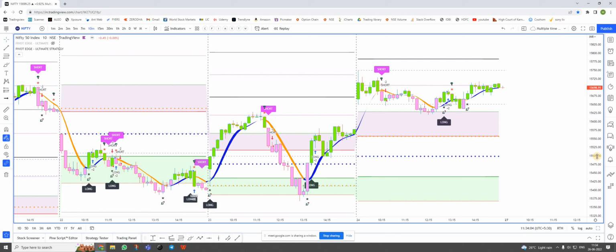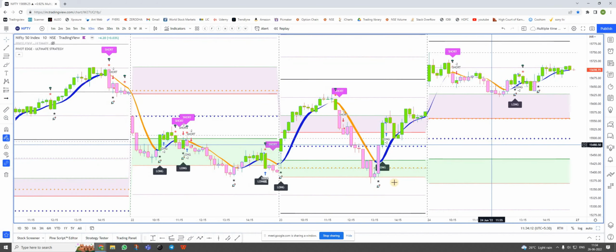For 1 lot it may be 1.5 lakhs. So for 2 lots it will take 3 lakhs. So you need to have 10-20,000 extra. The reason why you need 2 lots, I will tell you.